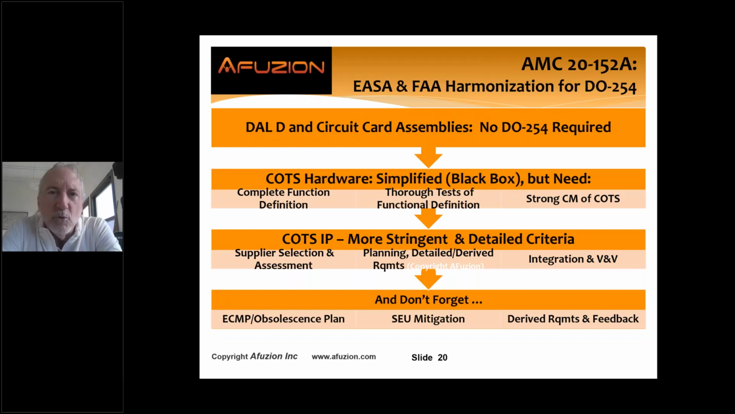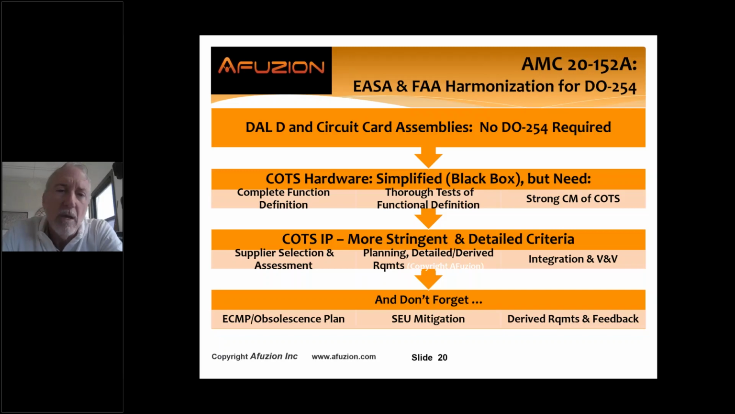AMC 20-152A, 254 has 5 versions. Okay, there's really only one version, it's 254, but it has 4 subsequent interpretations. The most recent, 2.5 years ago, worldwide now, is AMC 20-152. Balancing and circuit card assemblies no longer required 254 if they're fully covered at the system level and you're using ARP 4754A or ED-79A in Europe.